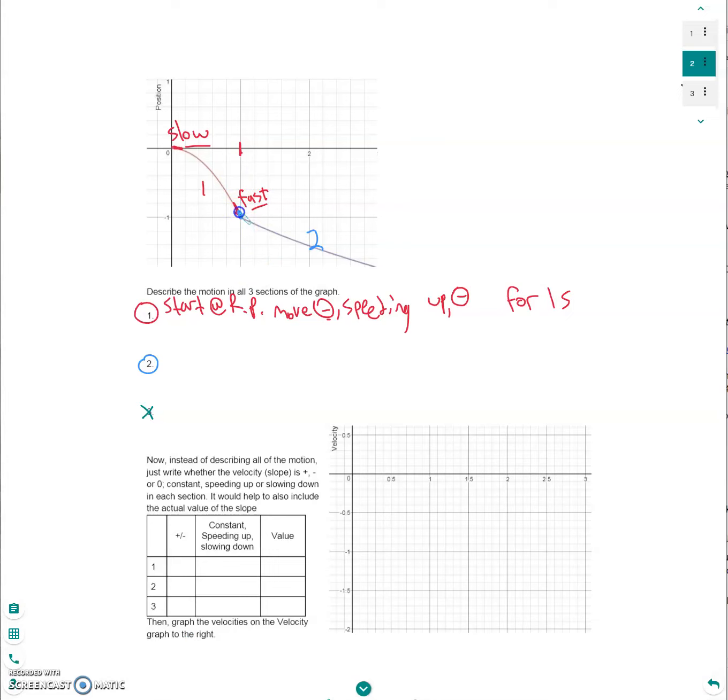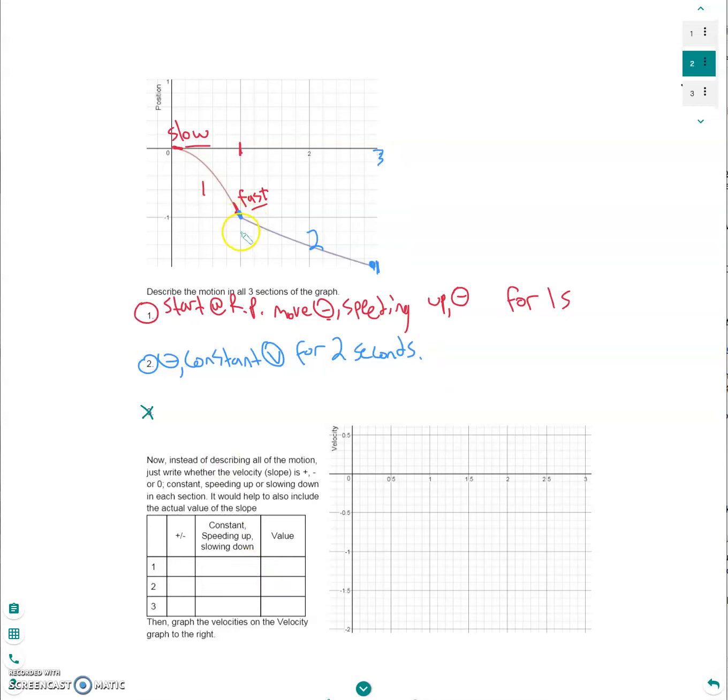Now in part 2, we start here, right? And the slope of this line is constant, so then we're going to have negative constant velocity. For it would be 2 seconds. You can see here's where the 3 would be. I'll just put a 3 there for our peace of mind. For 2 seconds. Okay, there we go. Boom, done. That's it. Negative constant velocity for 2 seconds.